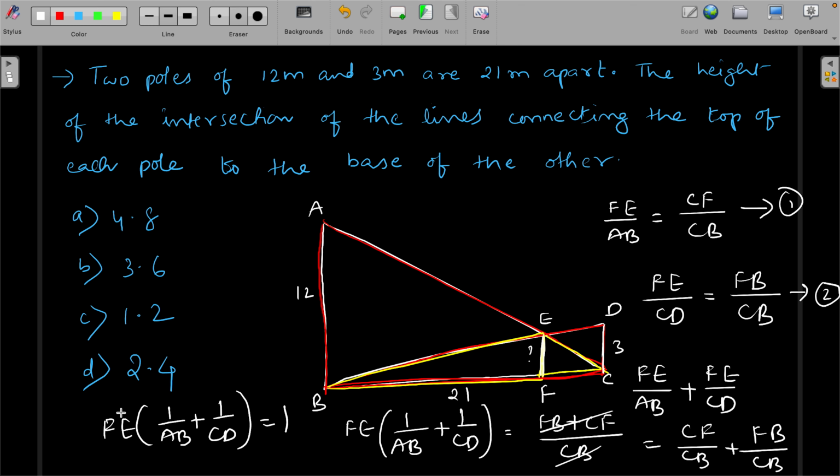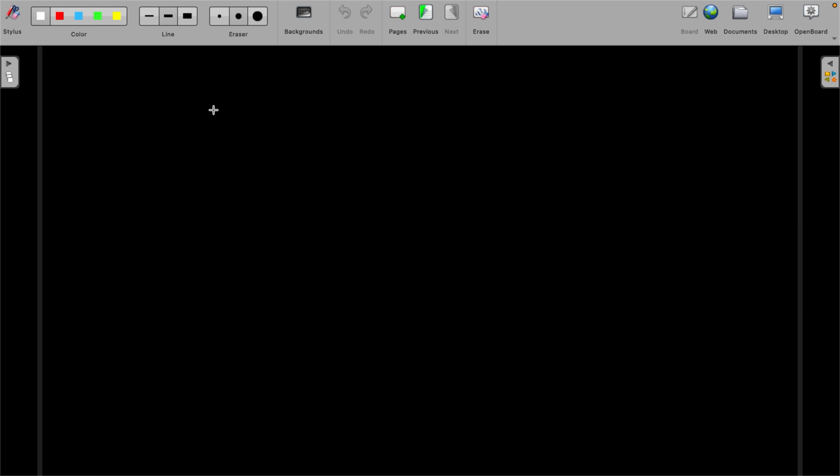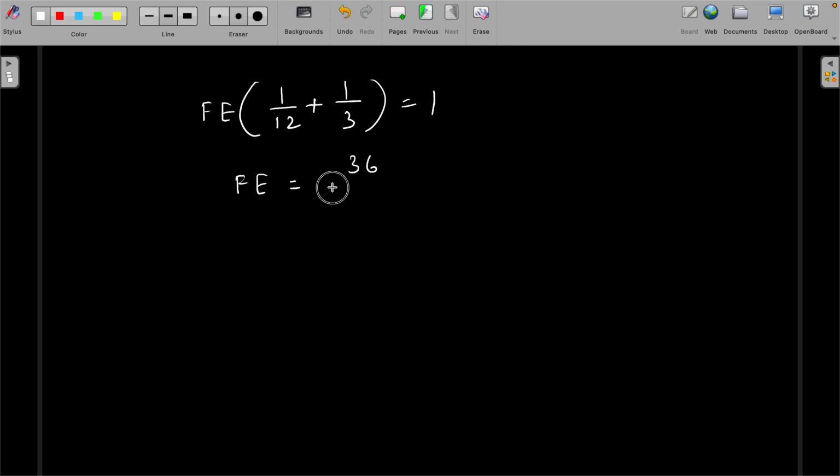We need to find out EF. We know AB, we know CD. What is AB? 12, and CD is 3. So FE into 1 by 12 plus 1 by 3 is equal to 1. FE is nothing but 36 by 15. So this is 2.4. 2.4 is the answer.